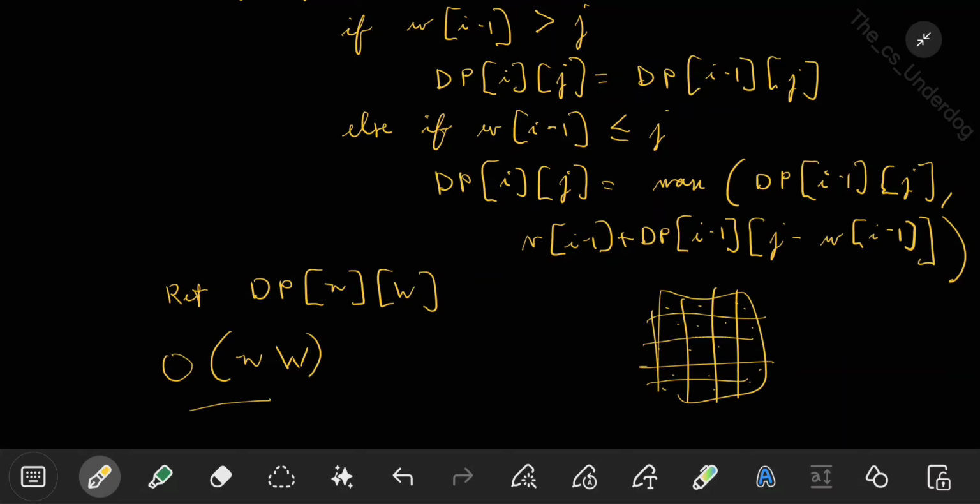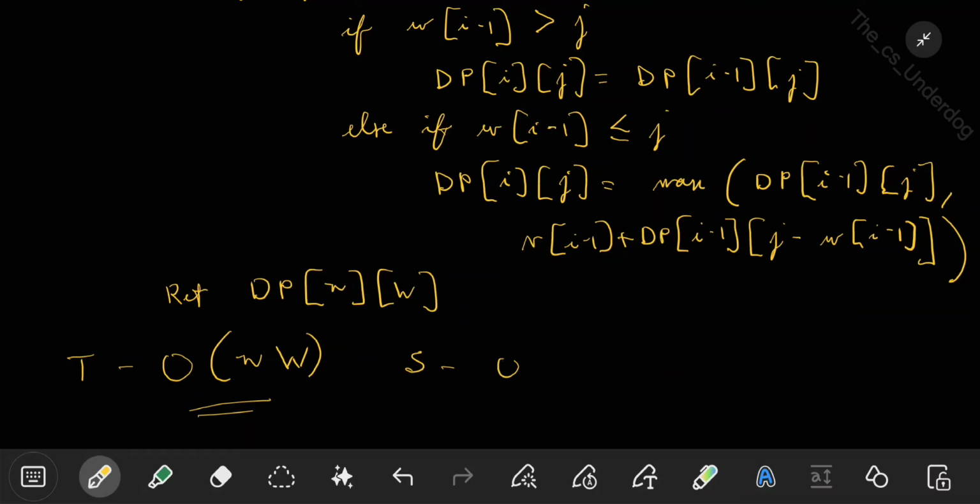Why is it? Because the total number of elements in the matrix is n into W. You have n rows and W columns. So totally n into W elements will be there. For filling each of the entries, you will be taking only order of one time. So the total time complexity will be order of nW. What about the space complexity? You are having this complete table stored additionally, which will cause a total space complexity of order of nW. So both time complexity and space complexity are order of nW.